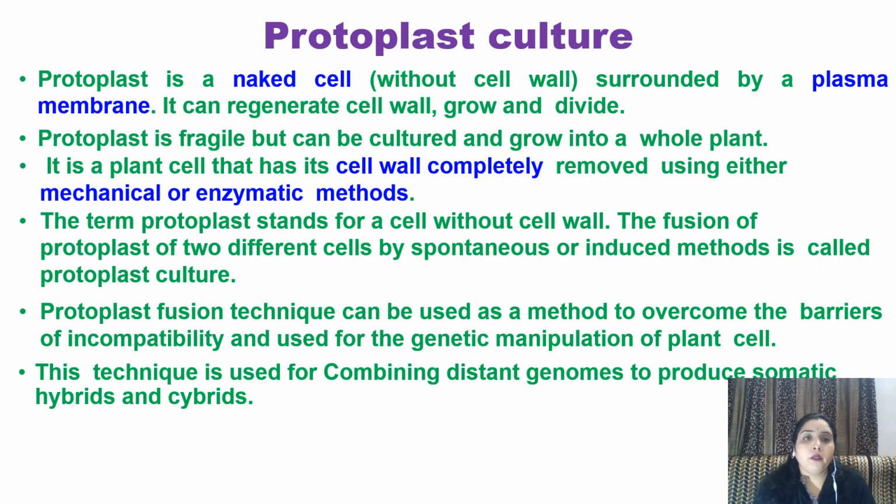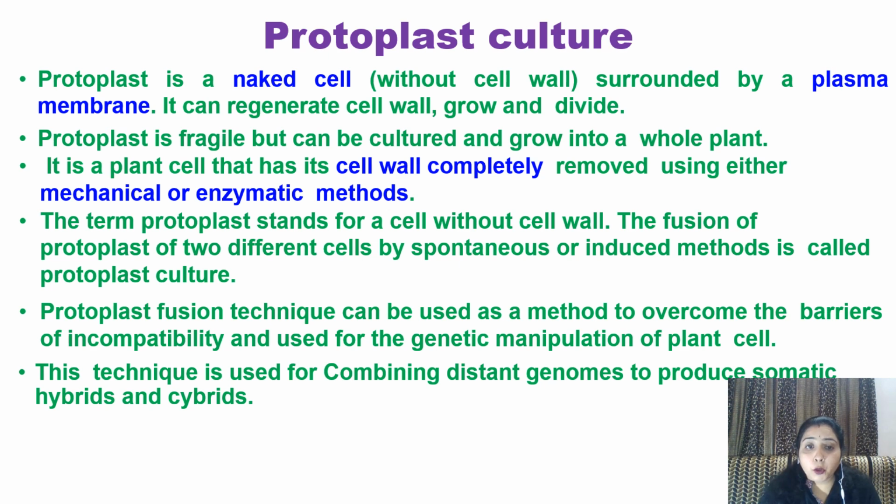Protoplast culture. A protoplast is a naked cell surrounded by a plasma membrane. It can regenerate a cell wall, grow and divide. A protoplast is fragile but can be cultured and grow into a whole plant. It is a plant cell that has its cell wall completely removed using mechanical or enzymatic methods. The term protoplast stands for a cell without a cell wall.